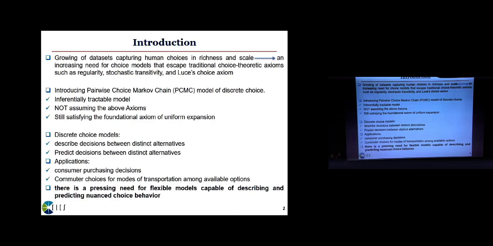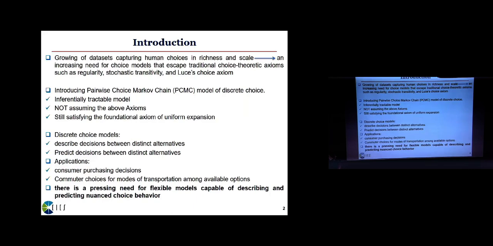I want to bring some motivation about the choice models. The growing data sets capturing human choices in scale and richness are a cause for the increase of choice models, in order to escape from the traditional choice theory axioms, for example, regularity, stochastic transitivity, and Luce's choice axiom. This was the motivation for introducing the pairwise choice Markov chain, PCMC model. It is an inferentially tractable model, and it does not assume the mentioned traditional axioms, while still satisfying the axiom of uniform expansion.